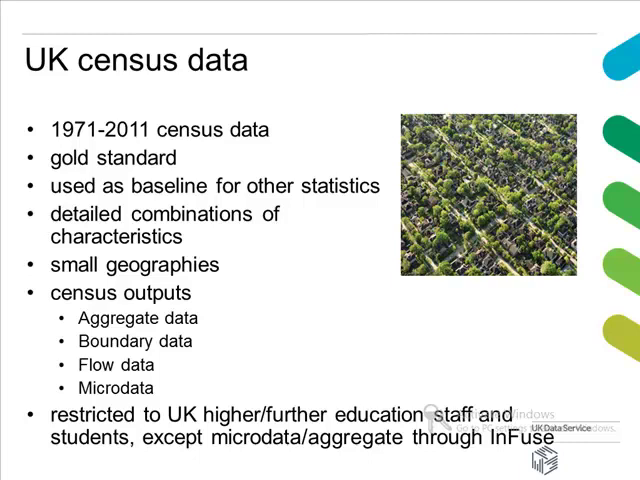There's the aggregate data, there's boundary, flow and micro data. Much of the census data is restricted to UK higher and further education staff and students, but there are some exceptions. The micro data has different rules depending on the data, and it'll say on our website if you're interested in that. And the aggregate data through Infuse, which is one of our applications, is now openly available. So there's 2001 and 2011 data, which is open to all, but if you're from a UK FEHE institution, you can access anything.